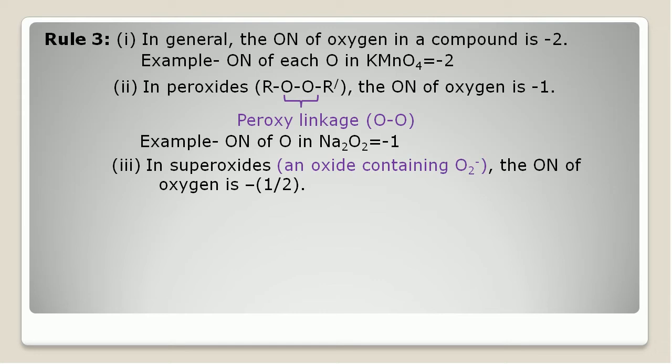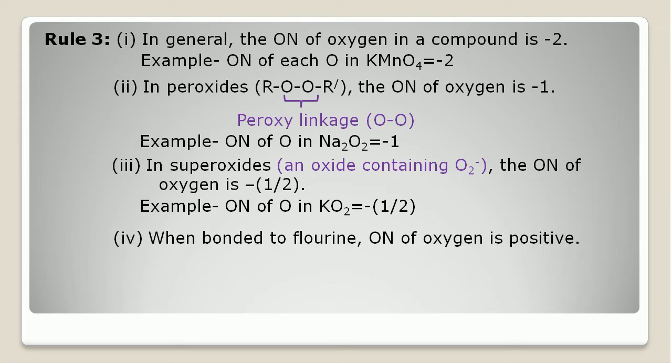Again, in superoxides, that is the oxides which contain O2- ions, the oxygen has an oxidation number of -1/2. For example, in potassium superoxide, the oxidation number of oxygen is -1/2. And in compounds where oxygen is bonded to fluorine, the oxidation number of oxygen is a positive number. For example, in oxygen difluoride, the oxidation number of oxygen is +2.